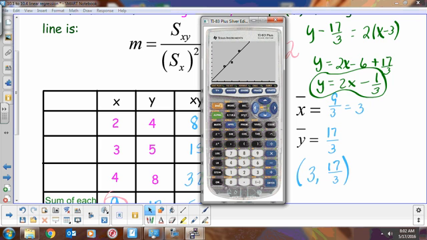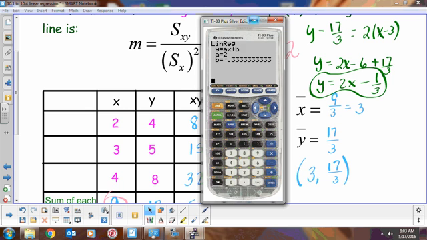Now what we're going to do is go to stat, go over to calculate, and do the linear regression. And oh my gosh, look at that. It's the regression equation. Was that too bad?